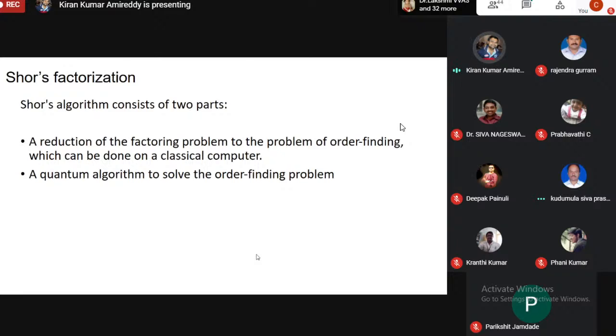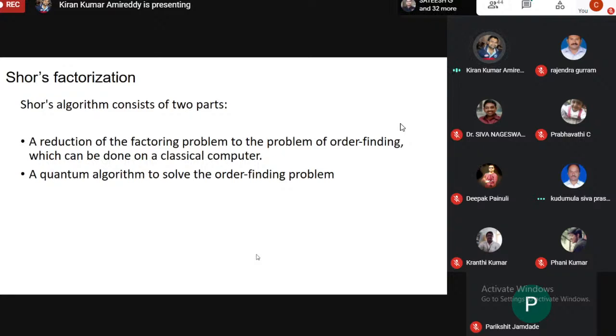So it basically consists of two steps. The first part will be in the classical computer and the second part can be done in the quantum computer. For the classical computer, we'll take the number and reduce it to a problem like order finding, defining which kind of factors we are looking for. We need to just redefine it.